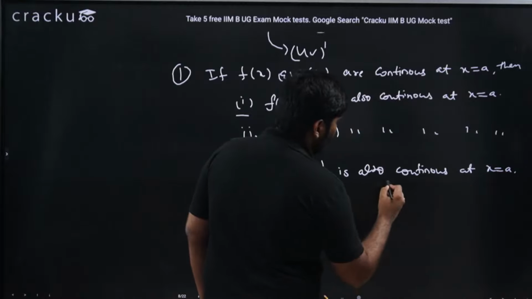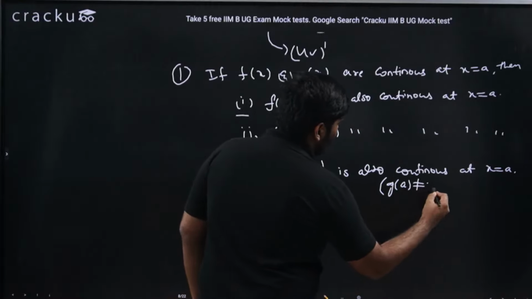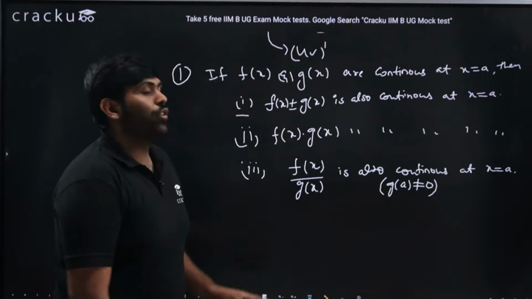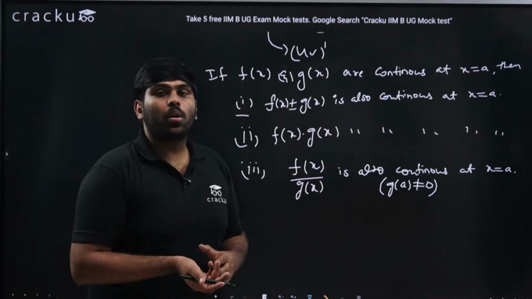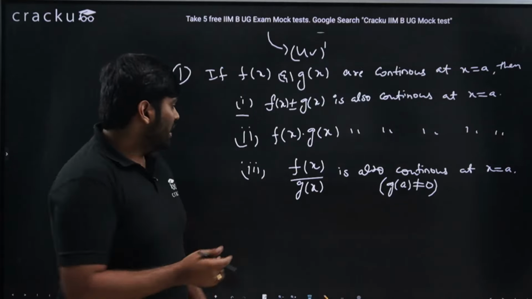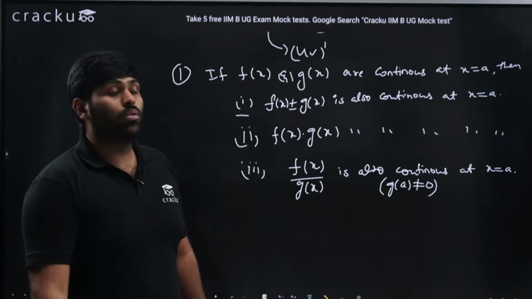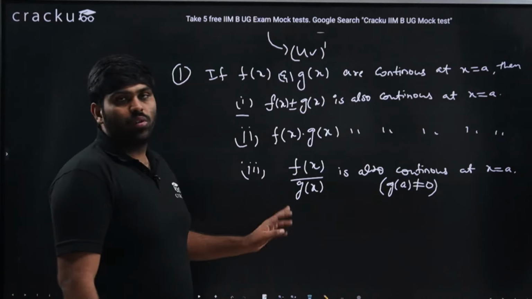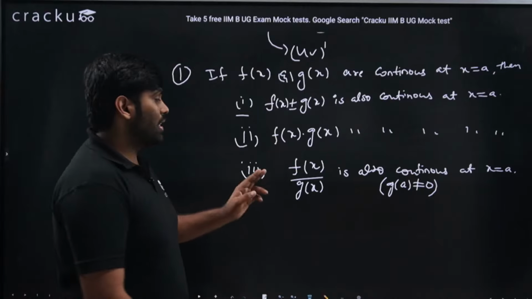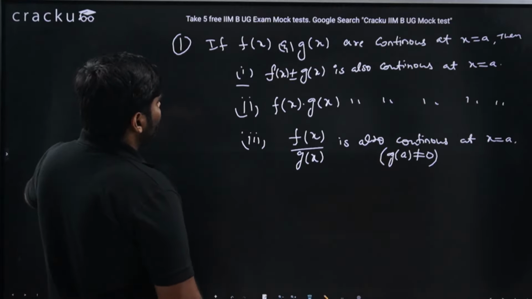But in the case of division, please understand that this holds provided g of a is not equal to 0. If g of a is 0, this function f of x by g of x does not exist at that point, because it would be undefined, since the domain will not contain it. So this is what the algebra of properties is.